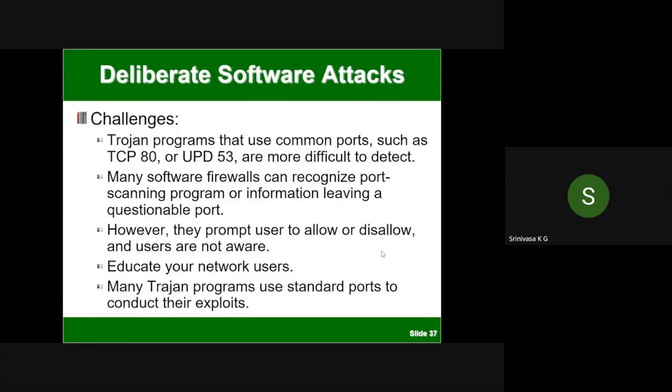So there are a lot of deliberate software attacks. One challenge is that Trojan programs that use common ports such as TCP/IP or UDP 53 are more difficult to detect. Many software firewalls can recognize a port scanning program or information leaving a questionable port. However, they prompt the user to allow or disallow, and users are not aware.